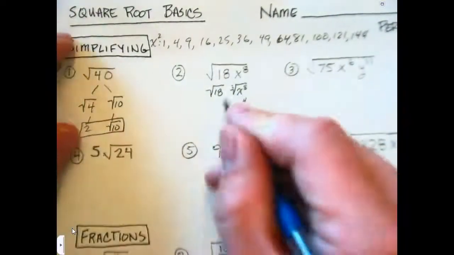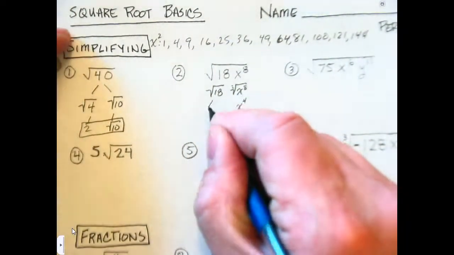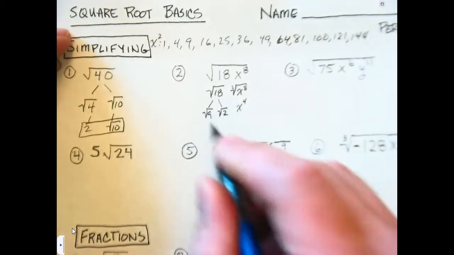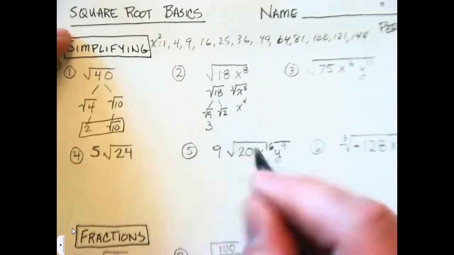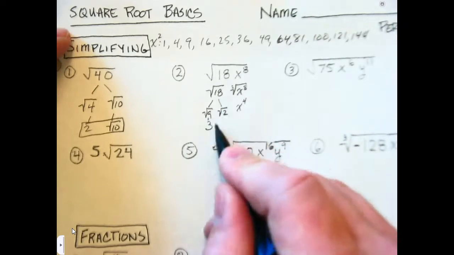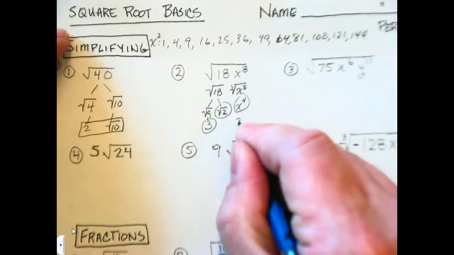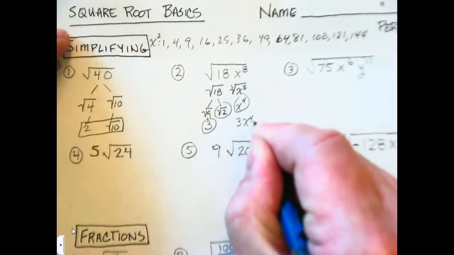Okay. And then 18 is not a perfect square, but 9 goes into it. So you have root 9 and root 2. Square root of 9 is 3. That's the whole reason we break it down like that. You have 3, you have root 2, and you have x to the 4th. That's 3x to the 4th, root 2.